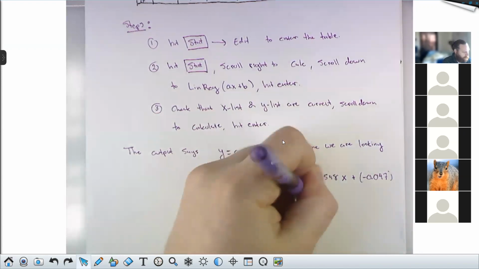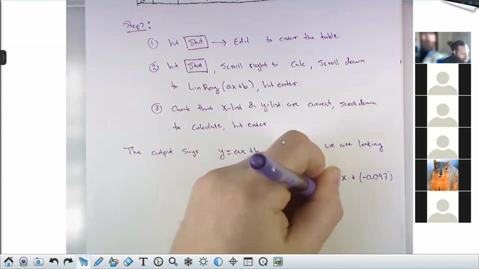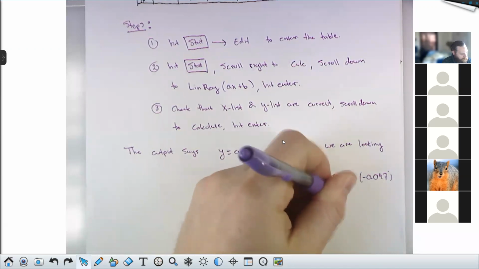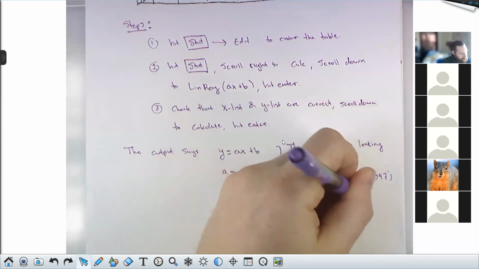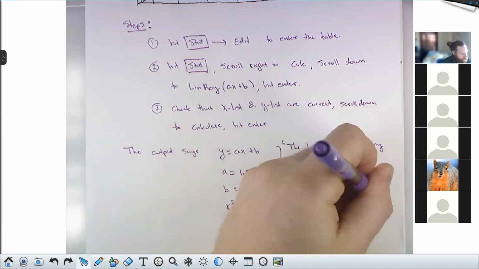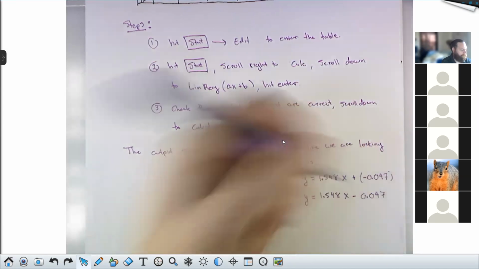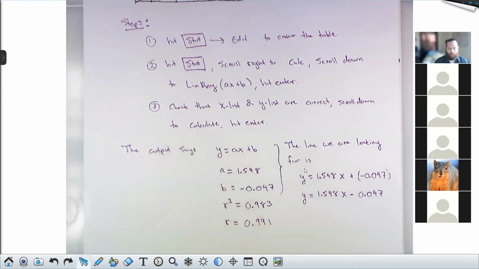Right? Or you could write this as y equals 1.548x minus 0.047. So the slope is about 1.5, and the y-intercept is about negative 0.04 or negative 0.05. Okay.